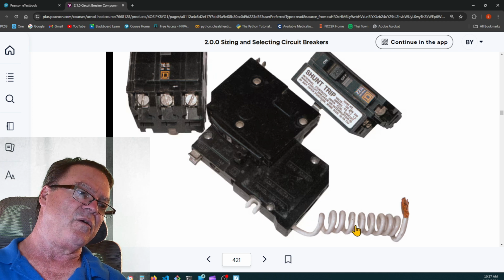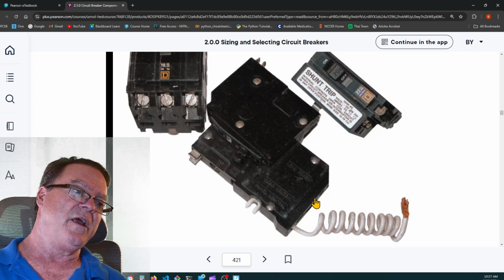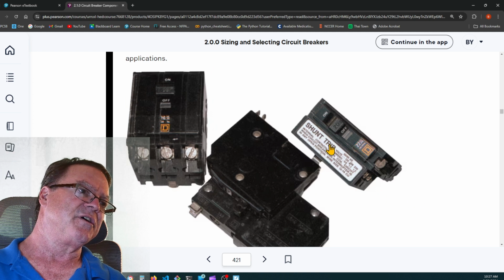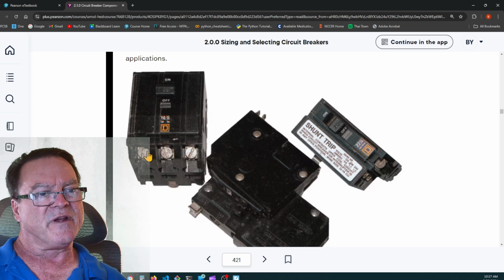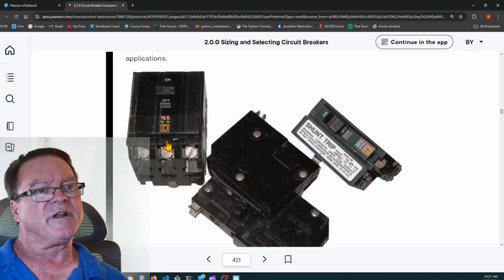And it has a white pigtail, which is the neutral wire. And you take both the hot and the neutral to the circuit breaker. That way the circuit breaker can monitor how much current's flowing on the hot conductor and on the neutral conductor at the same time. And this goes back to the neutral bar. You plug this into the neutral bar. So here's a shunt trip module. Here's a 3-pole Square D breaker.